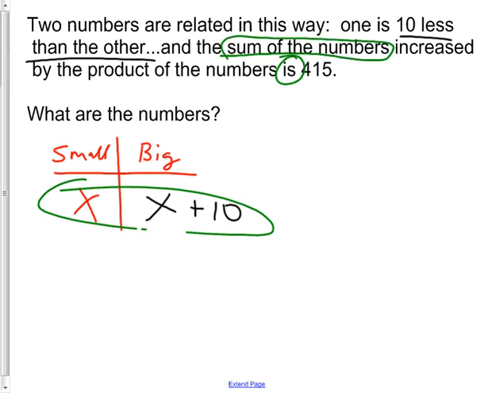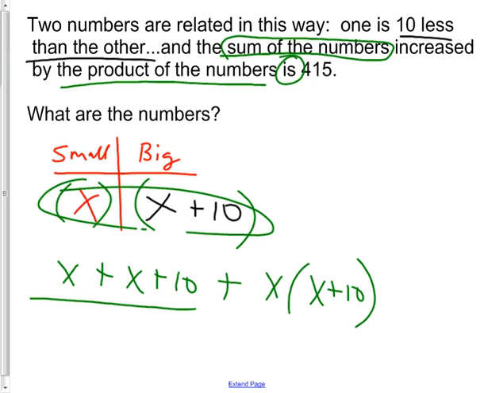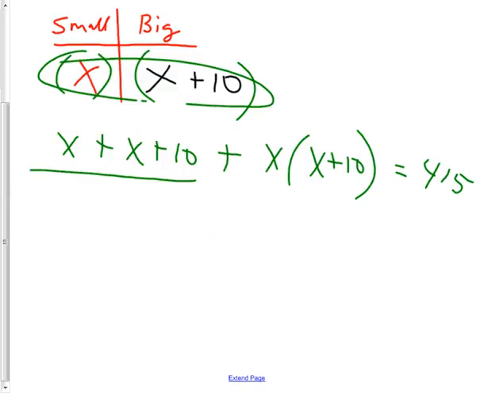I can't make up numbers, I use these. So x plus 10, that's the sum of the numbers. Increased by, sounds like add to me, the product of the numbers, that's x times x plus 10, equals 415. So now, do you see a great big equation that could be solved?